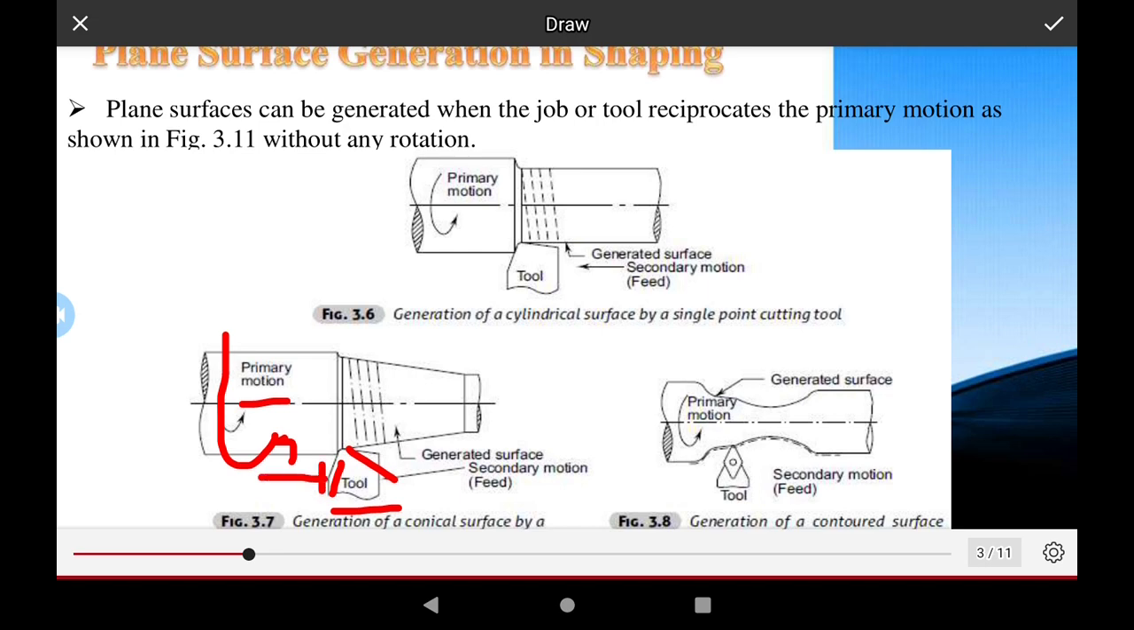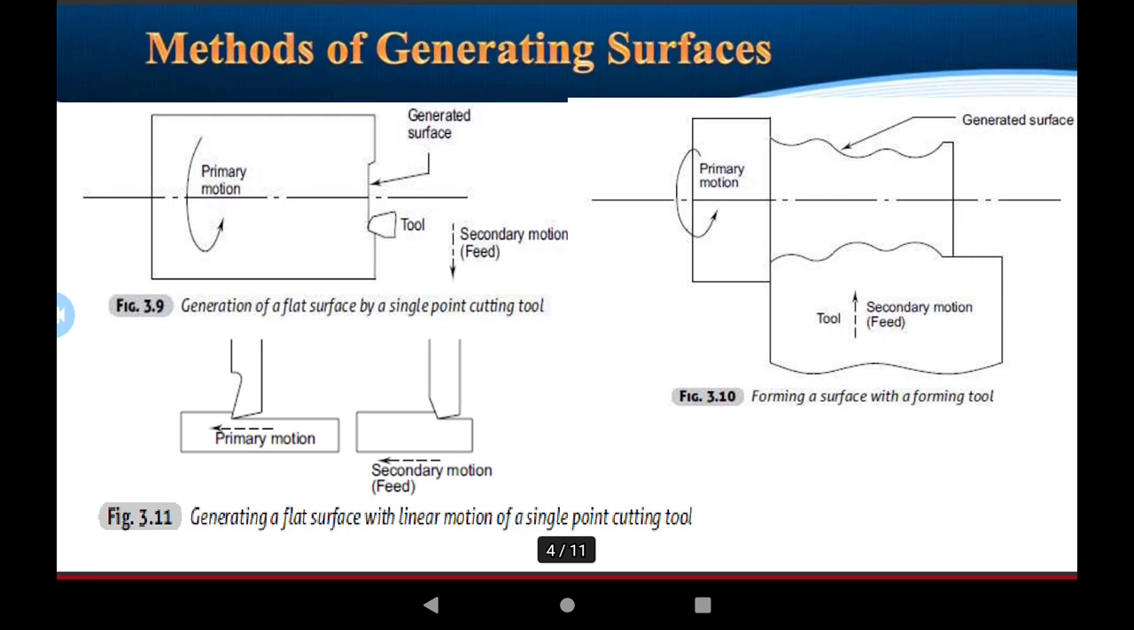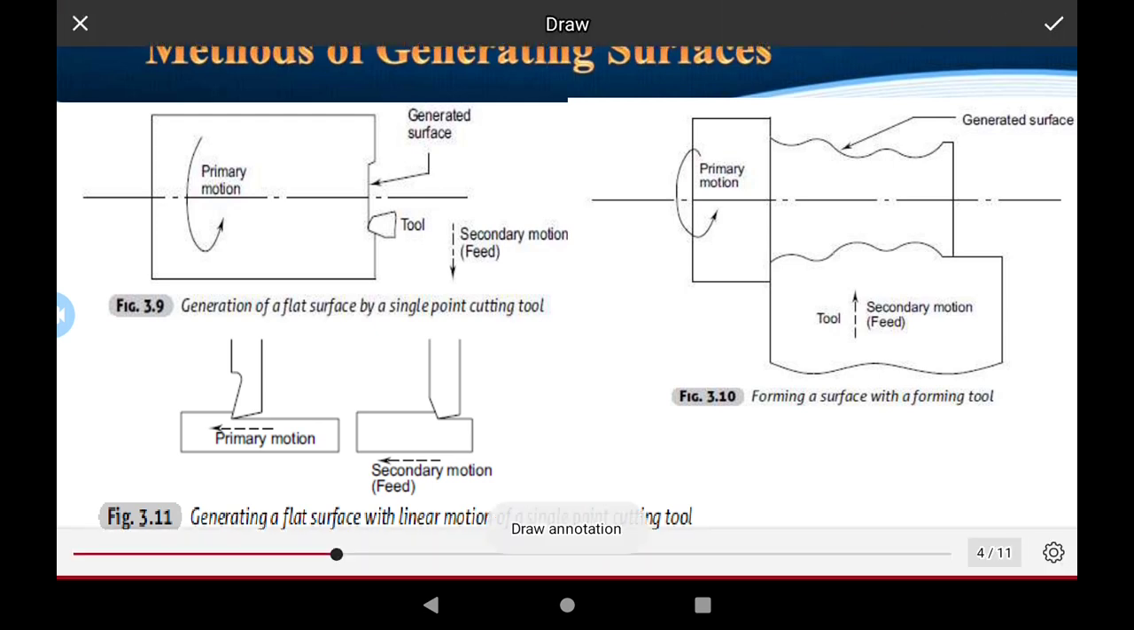Another workpiece is the generation of the conical surface. This workpiece has a conical surface. The workpiece also rotates for the primary motion, and this is the generated surface. This is the tool performing work, and the secondary motion, the feed of the tool, is in the direction of the work. The tool is moved to provide the secondary motion. In this operation, the conical surface of the workpiece is generated.